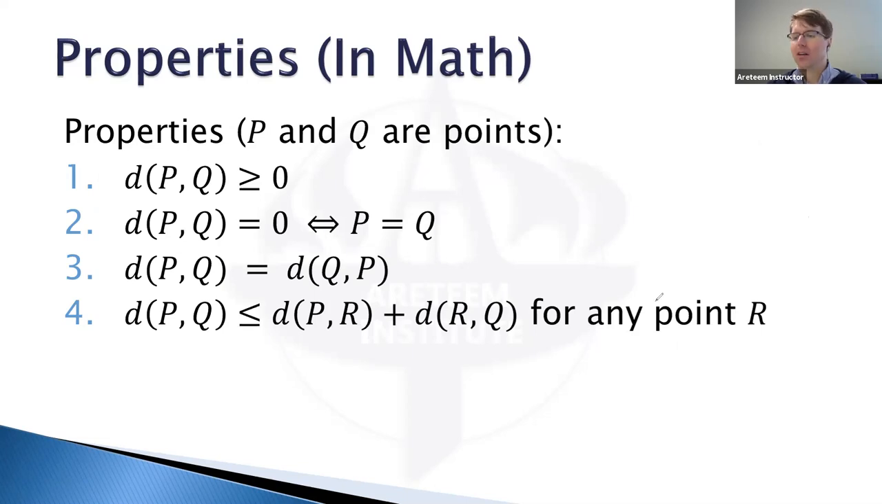Mathematically speaking, for the Euclidean distance, square roots are always greater than or equal to zero. It's obvious that the order of these doesn't matter. Everything except the last one is pretty obvious for our usual Euclidean distance. That one's more complicated. You'll actually need a little bit more inequality practice to do something like that.